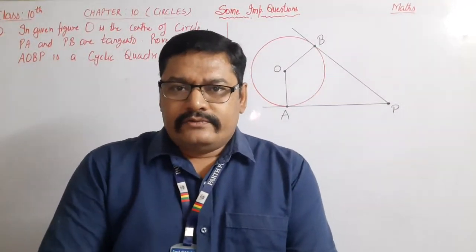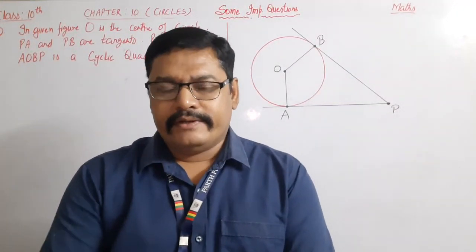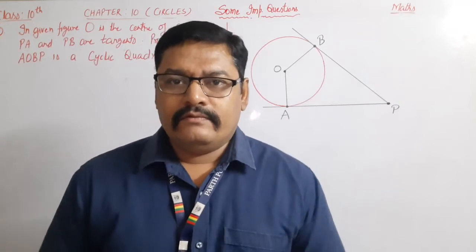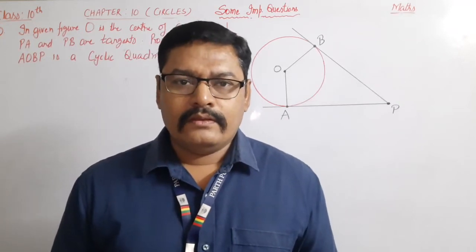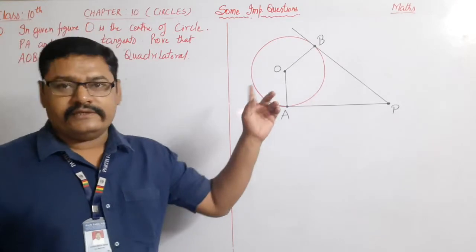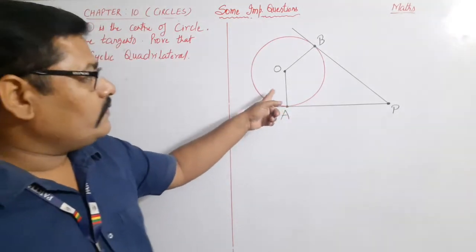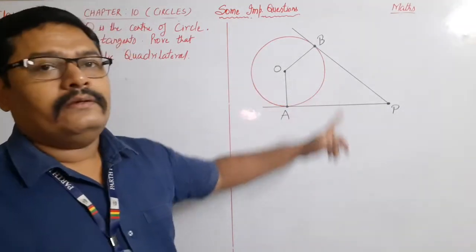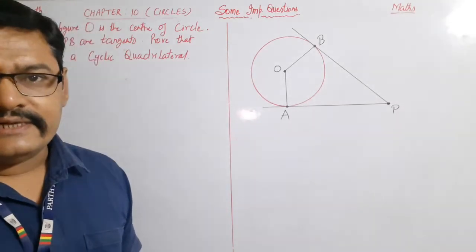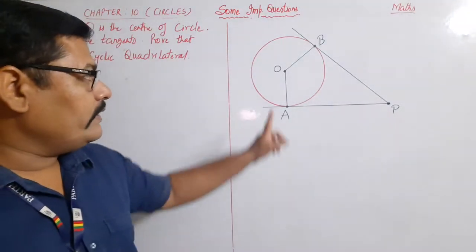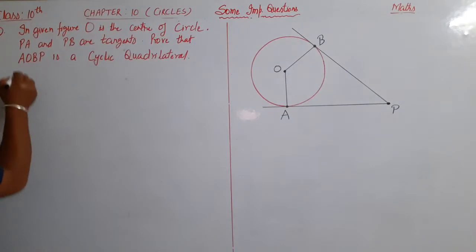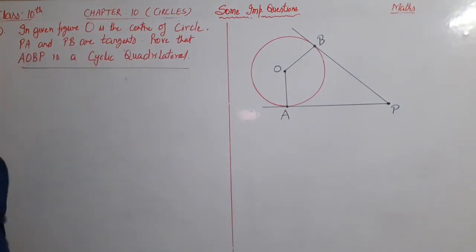Okay, students, let us do the last question of this chapter, which is again one of the important questions. The question is that there is a circle whose center is O, PA and PB are tangents to the circle, and we have to prove that AOBP is a cyclic quadrilateral.